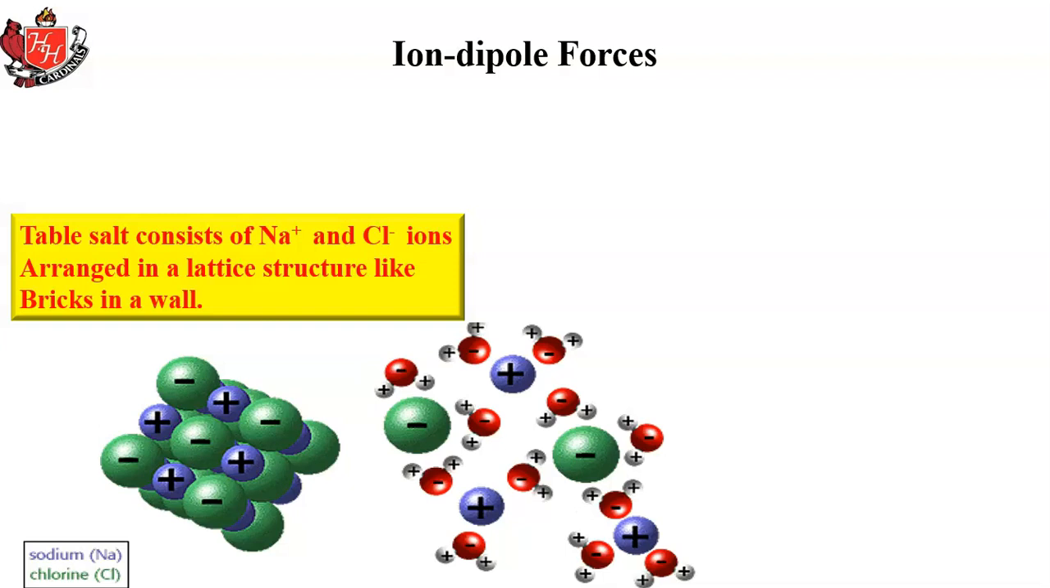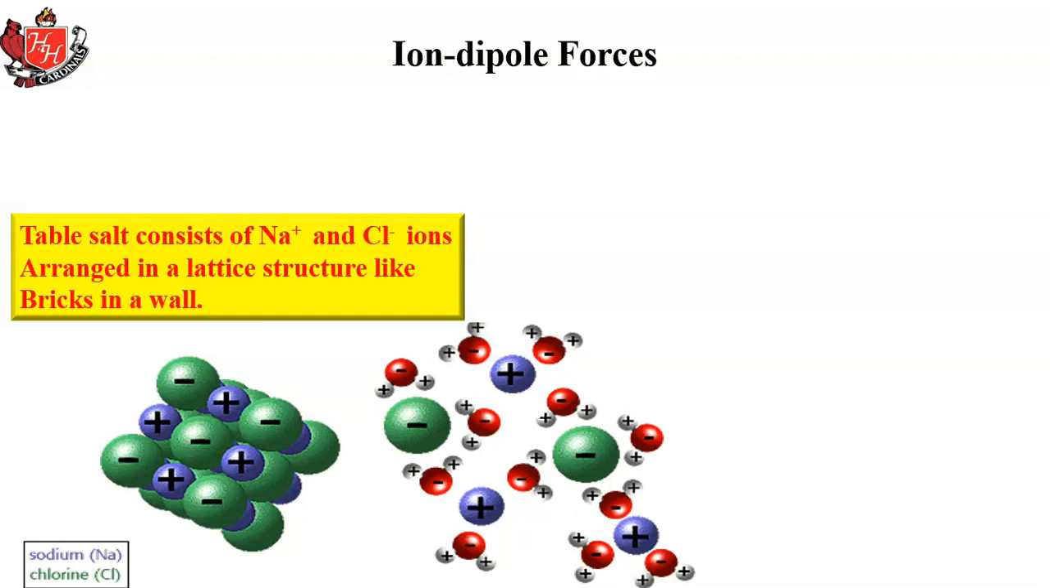One of those Nas, which are the ones in blue, do not necessarily belong to one Cl. They belong to all of the Cls that are around them, and the same is true of the chlorides, the Cls. So what happens when water dissolves salt? It doesn't break off into NaCl molecules. Again, it's not a molecular structure.